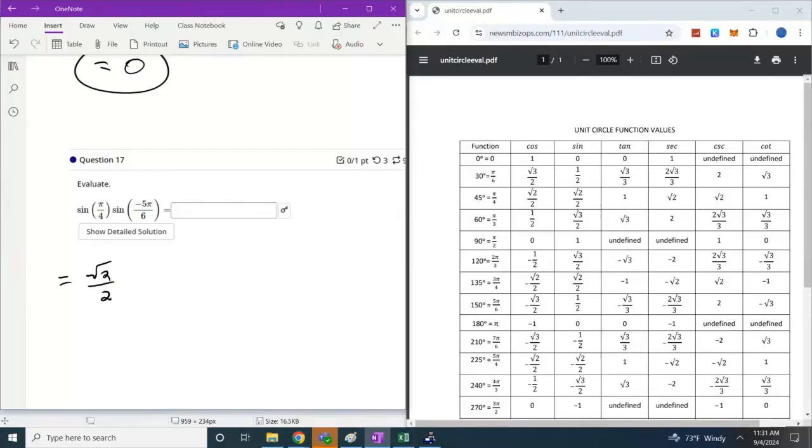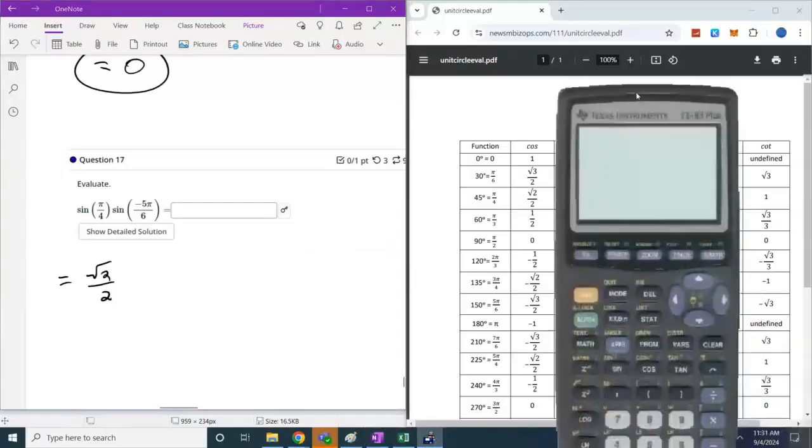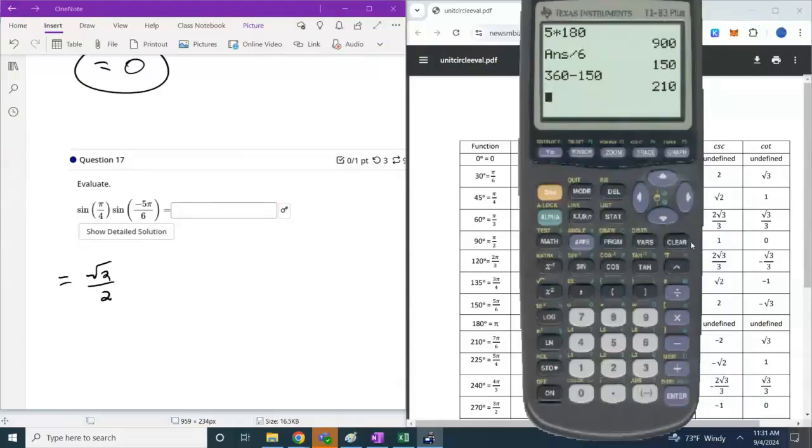Okay, but what about negative 5 pi over 6? Well, first off, my unit circle function values doesn't give me anything negative. So what I want to do for negative 5 pi over 6, I'm going to change it to a degree just to find out where it is in the unit circle. So remember that pi is 180 degrees. So if I multiply negative 5 times 180 degrees, which is pi radians, and if I divide that by 6, I get negative 150 degrees.